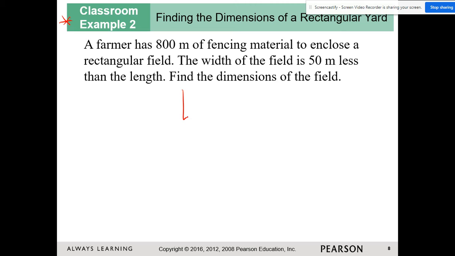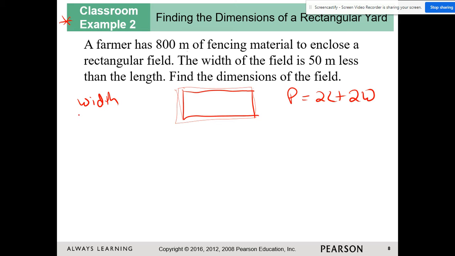So it's helpful if you draw a picture of what's going on. And we know we have 800 meters of fencing. Fencing goes around the outside edge, which means perimeter. So we need to know the formula for perimeter of a rectangle. So it's helpful to write it down. Okay, we're talking about the width and we're talking about the length. So again, you should write down the word width and the word length.